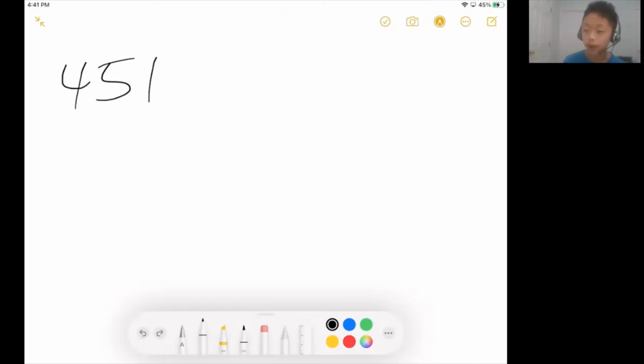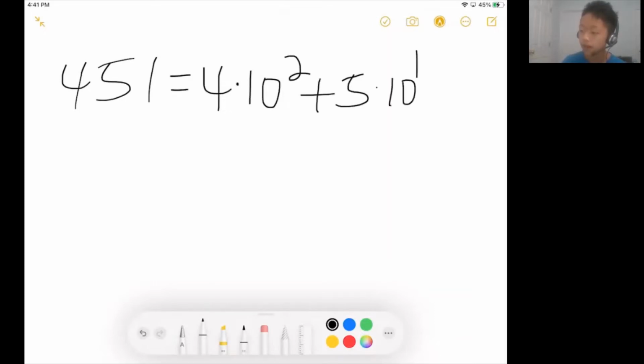We know that we can always write it in terms of the powers of 10, right? So 451 can be written as 4 times 10 to the power of 2 plus 5 times 10 to the power of 1 plus 1 times 10 to the power of 0, right?